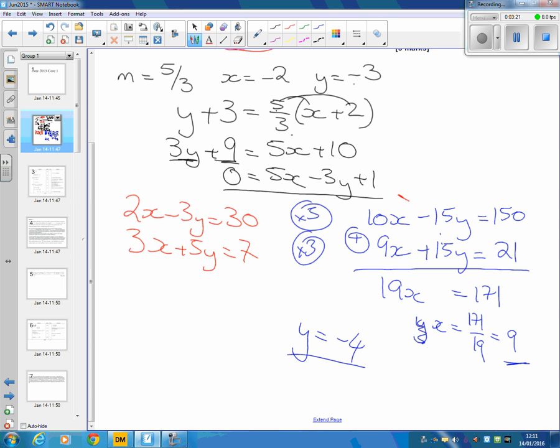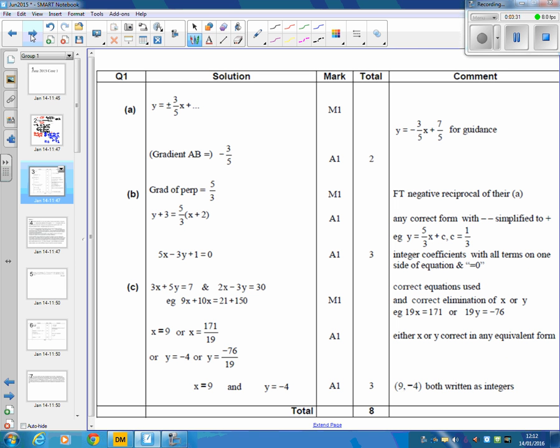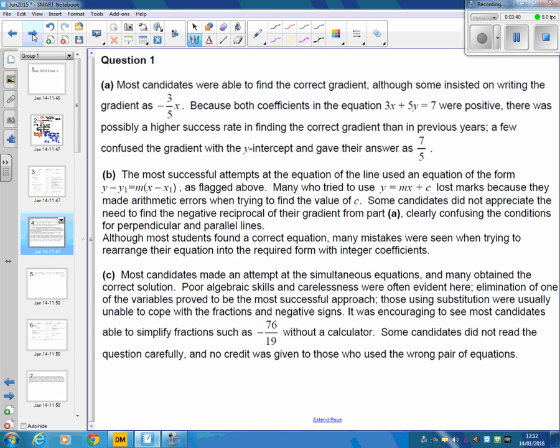What did I say? Problems with that one there was that people didn't know which lines to use, and a handful of people just didn't even start it. There's your solutions. Yeah, it was minus 4 there. And here's your examiner's report. There was, just say the bottom down here, no credit was given for those who used a wrong pair of equations.